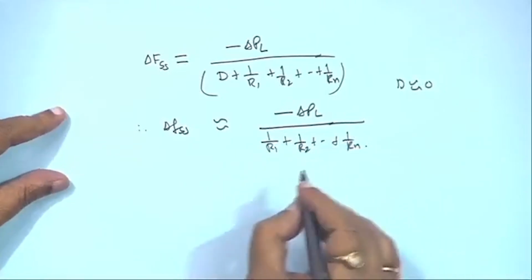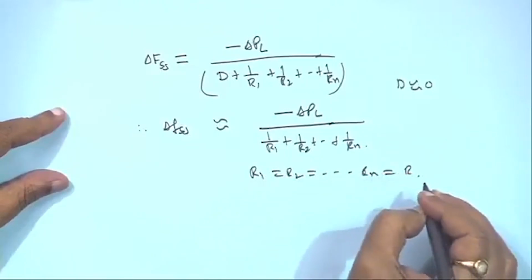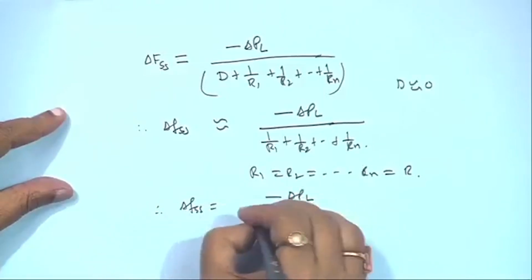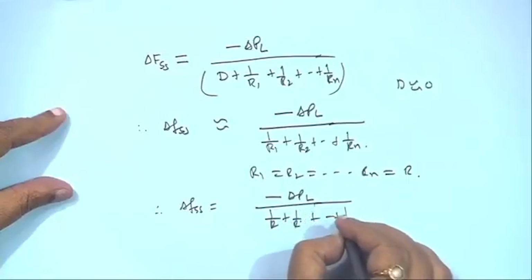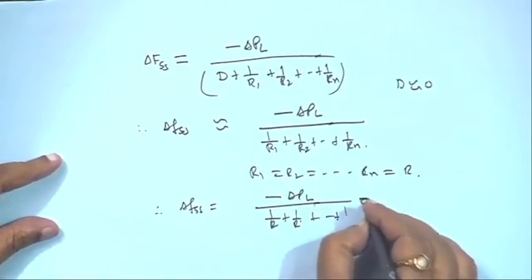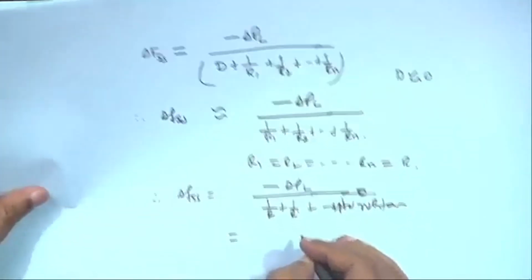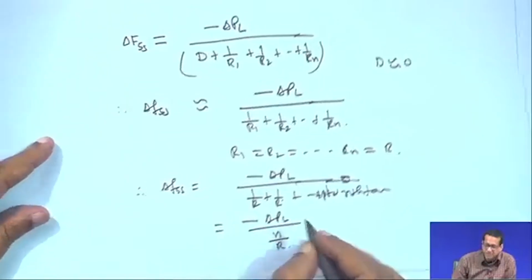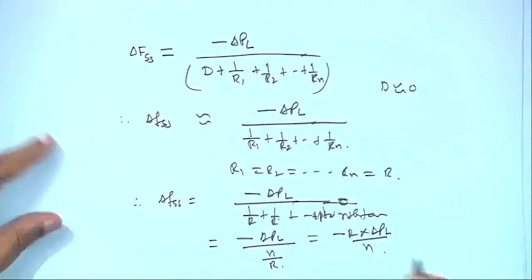For example, if you assume R1 is equal to R2 is equal to Rn is equal to R, then delta FSS will be minus delta PL divided by 1 upon R plus 1 upon R, up to the nth term. That means this one actually will become minus delta PL divided by n divided by R, because you have n number of 1 upon R. That means it will be minus R into delta PL divided by n.